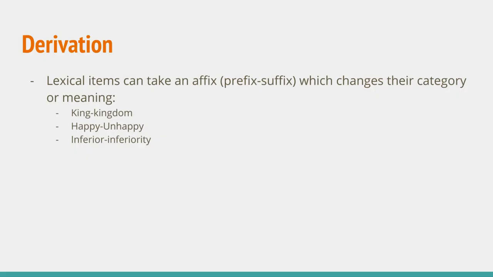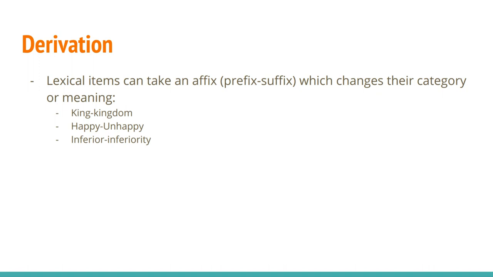Now, derivation will be the opposite. In the case of derivation, any lexical item, any stem, any word can take an affix, either prefix or suffix, which changes their category or meaning. Affix is the umbrella term for prefix or suffix. Prefixes in all instances change the meaning of my word, either by making it negative or the counterpart or the anti something. And some suffixes do change the meaning of the word or the category mostly.